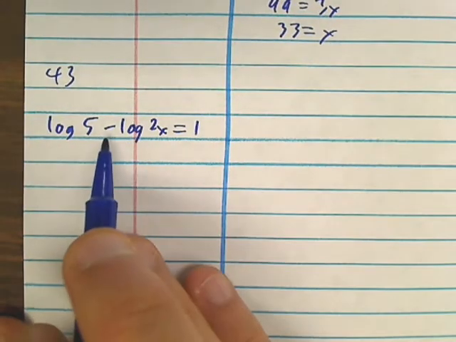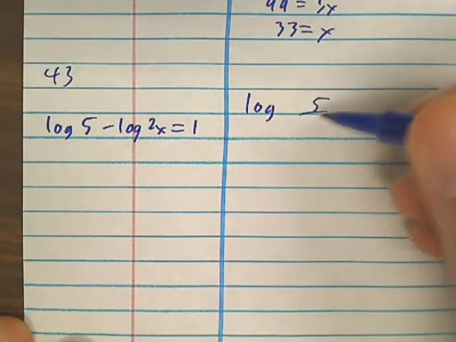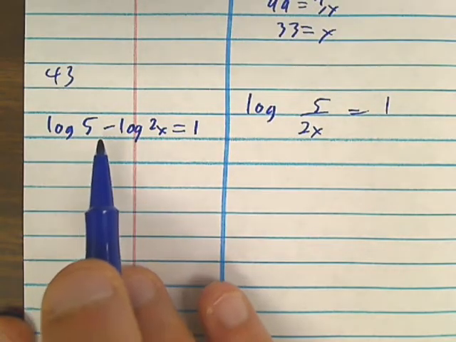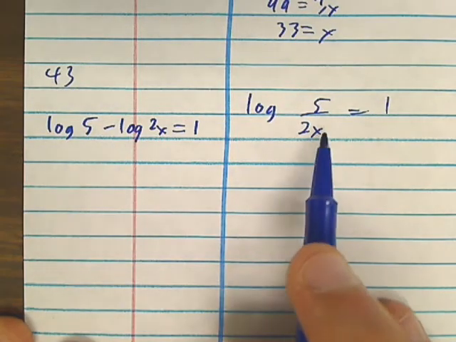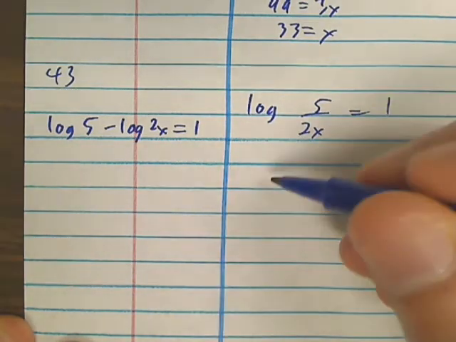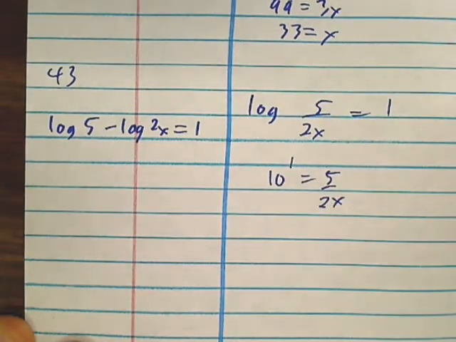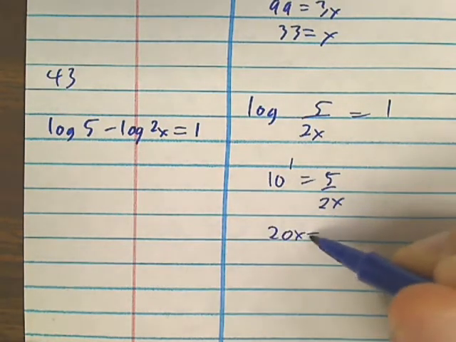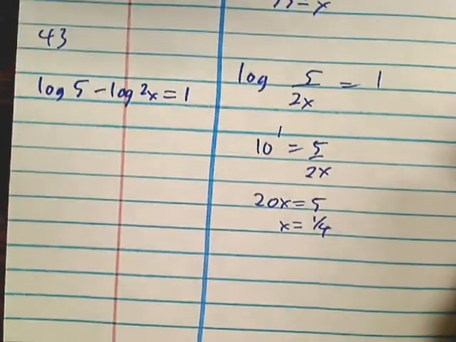Okay, let's combine these together. The subtraction becomes division. You should remember that. So all I've done so far is I made the subtraction into a division problem. You might say, we have a fraction. Oh no, don't worry about it. Okay, so the base is 10. There's your power. And let's just cross multiply. So 20x equals 5. Divide by 20, x is 1/4.